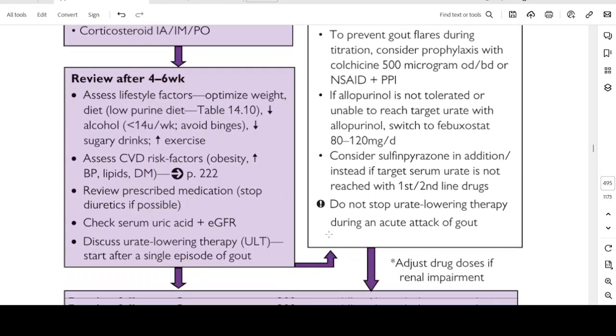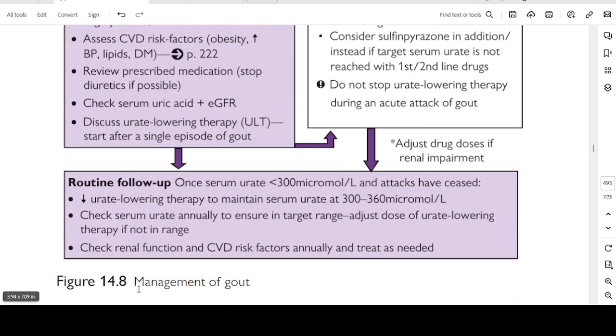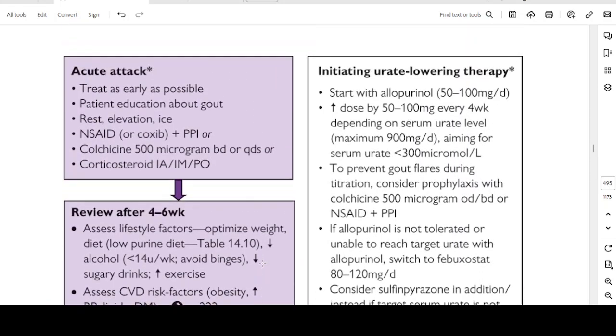So this one is a flow chart for managing gout. Let's see the flow chart. When the patient comes to you with an acute attack of gout, treat as early as possible. Patient education about gout. Rest, elevation and ice, so RICE. Then NSAIDs or COX-2 inhibitors plus PPI, or colchicine 500 micrograms BD or QDS, or corticosteroid intra-articular, intramuscular or per oral. So these are the three options of treatment.